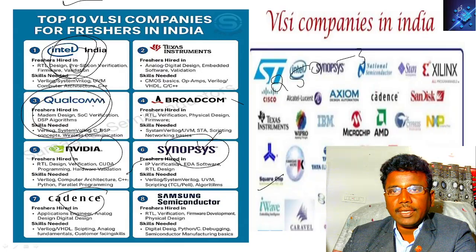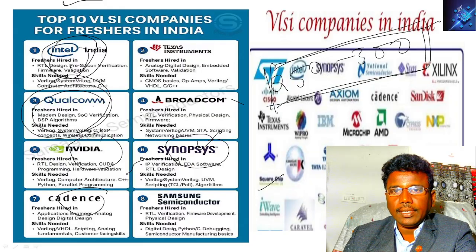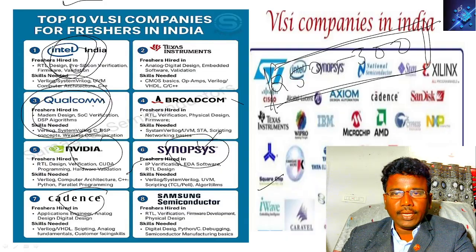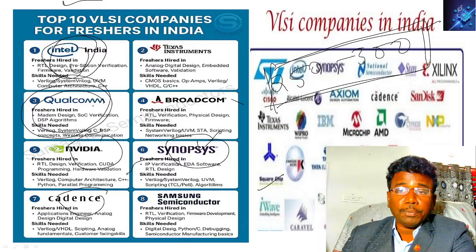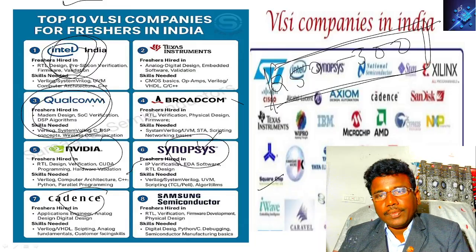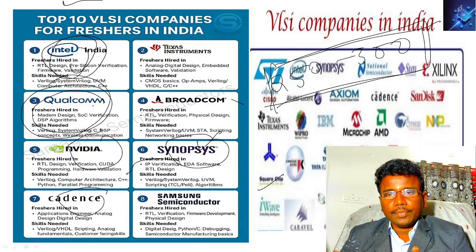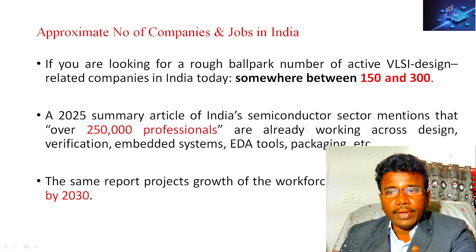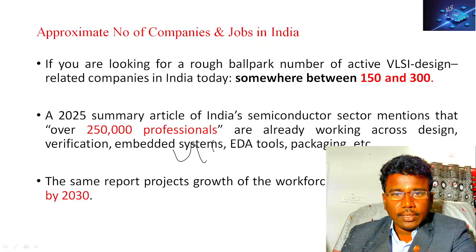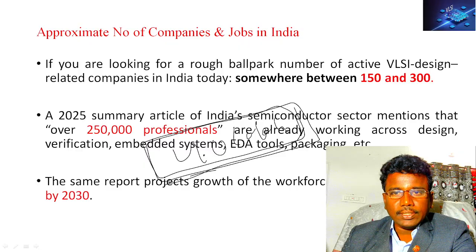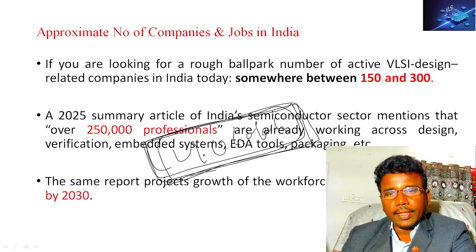Nearly 250 to 300 VLSI companies are there in India, across branches. The students will think that there are more companies, but not like that. There are limited companies. In the VLSI sector, the working professionals are nearly 2.5 lakh as of now, but till 2030 it requires almost 4 lakh professionals in the VLSI sector. So the jobs are very high, a huge number of opportunities are there in the coming years.